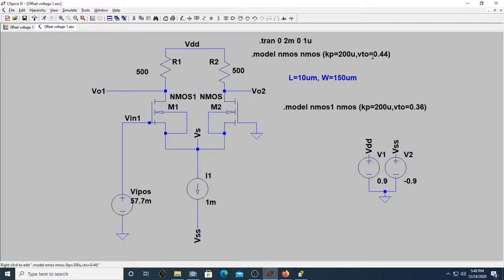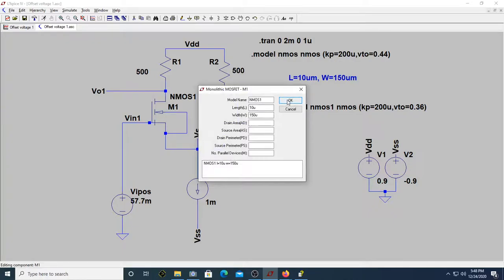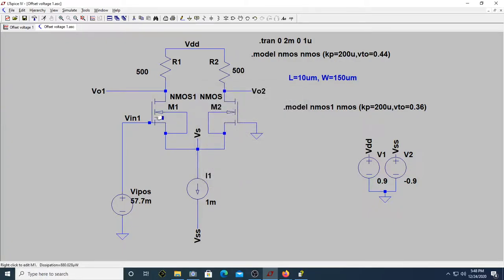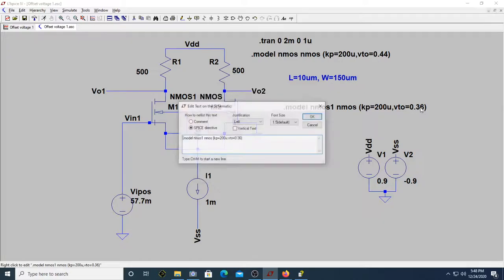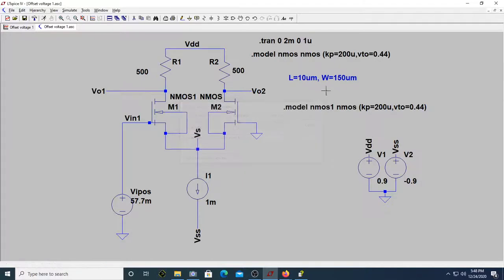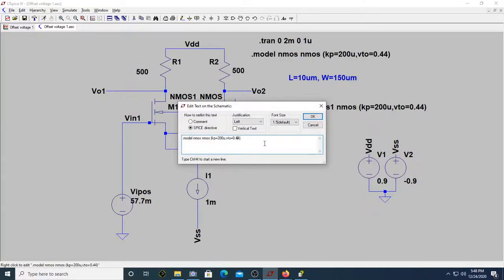Can you see here? This is of NMOS. Sorry, let me just see. Okay, this is NMOS 1. Okay, let me see what I'm trying to do here. ID 1 has to be more. Let me make this as 0.44. Let this be 0.44. Let us make this 0.36. Done.